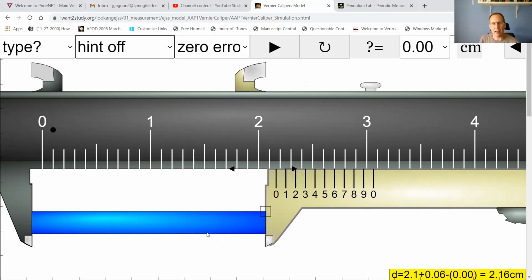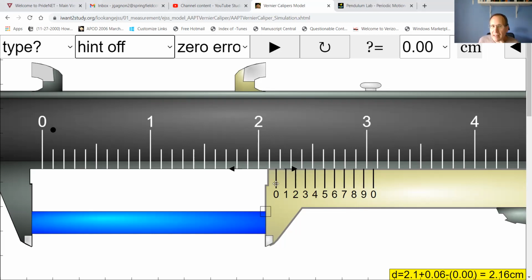Okay, so I close the jaw, right? That's my object. I close the jaws. I want to measure the length. So I look where the 0 is. Okay, this would be like 2.0, 2.1. It's 2.1 something. It looks like it's more than halfway, right? So it might be like 2.16, 2.17, something like that. So you should just sort of eyeball it to get a rough idea.